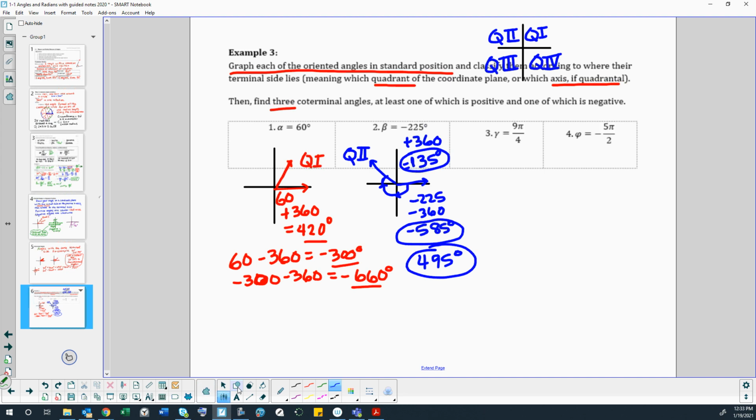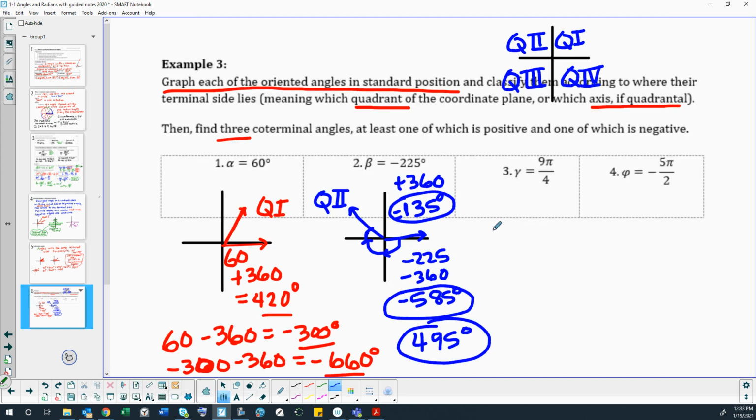That sounds scary. Okay, 9 pi fourths. Instead of changing it to degrees and then adding or subtracting 360, might as well just stick with radians and add or subtract 2 pi, right? But now we have to use fractions. Let's go ahead and sketch this. That's probably the scary part to start with, is sketching it.